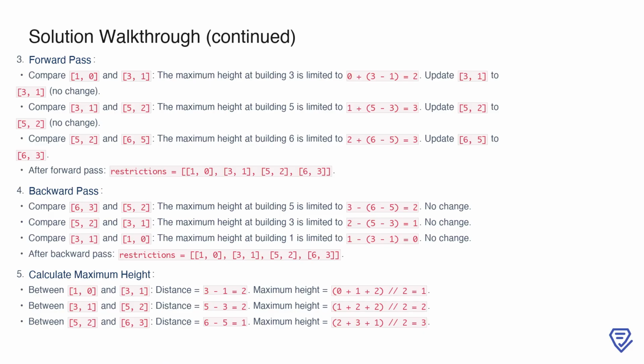In the backward pass, we validate constraints moving right to left. Comparing [6, 3] and [5, 2], we find the maximum height at building 5 is 3 minus (6 minus 5) equals 2, which matches the current restriction.